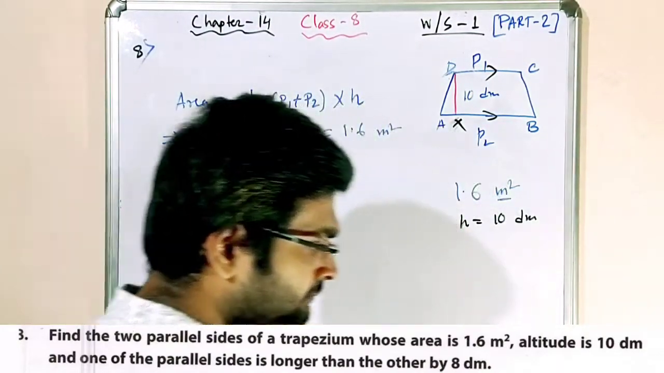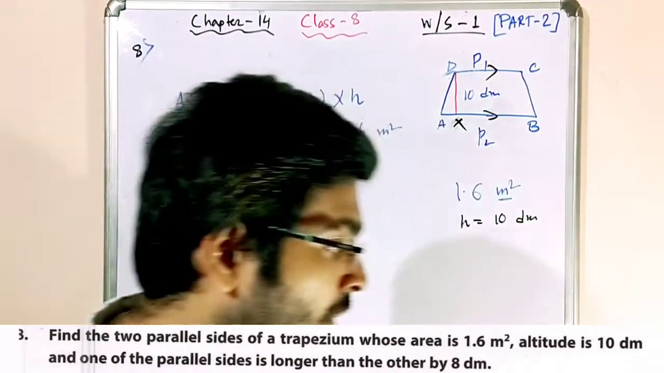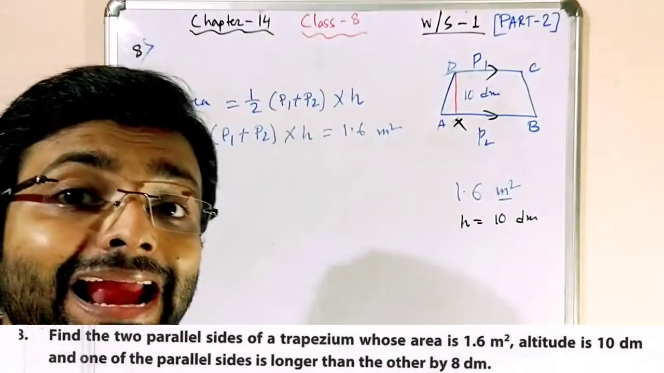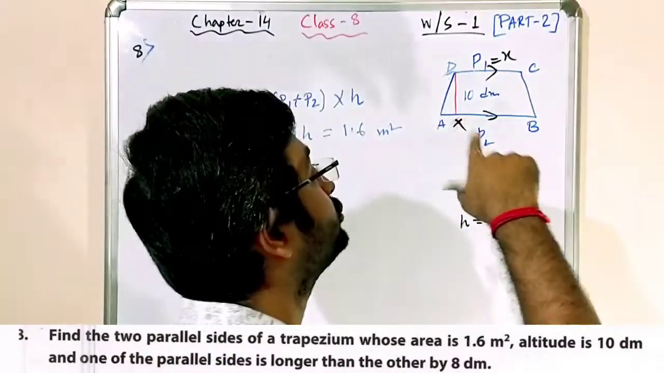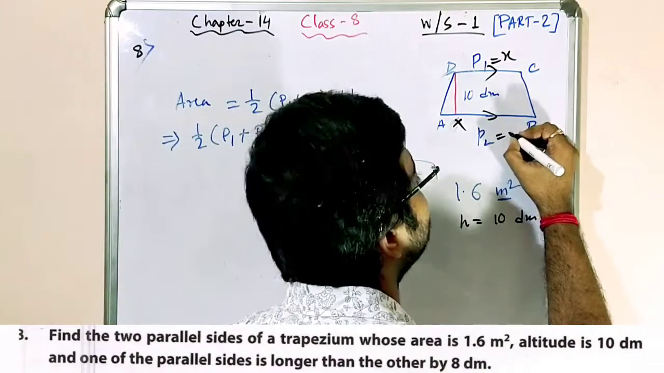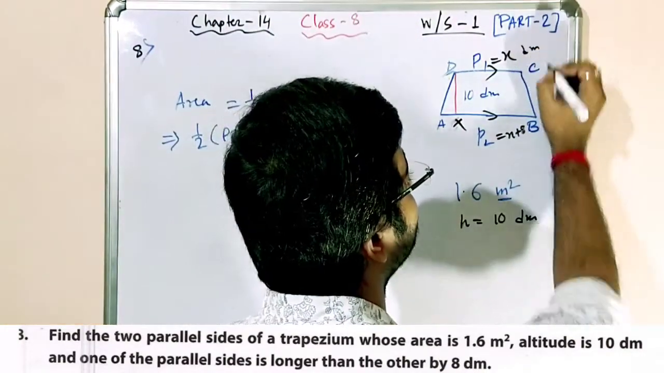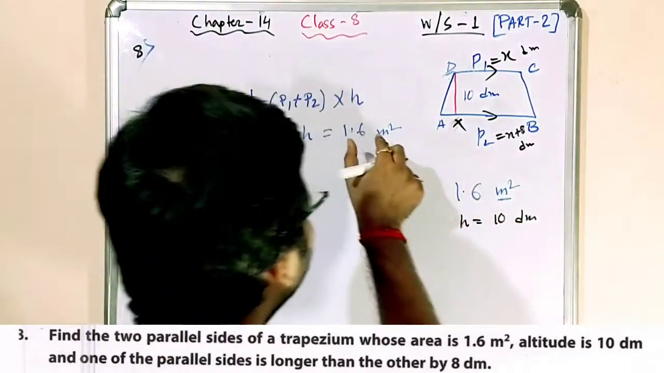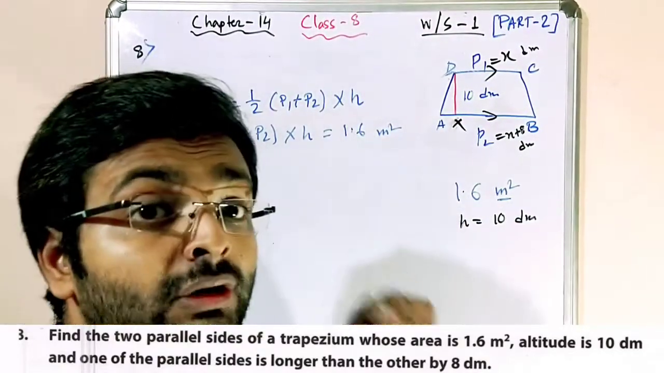And one more thing: one of the parallel sides is longer than the other by 8 decimeter. So suppose the smaller one is x, then the longer one is x plus 8. Both are in decimeter, but the area is given in meter square, so I have to convert this into decimeter.